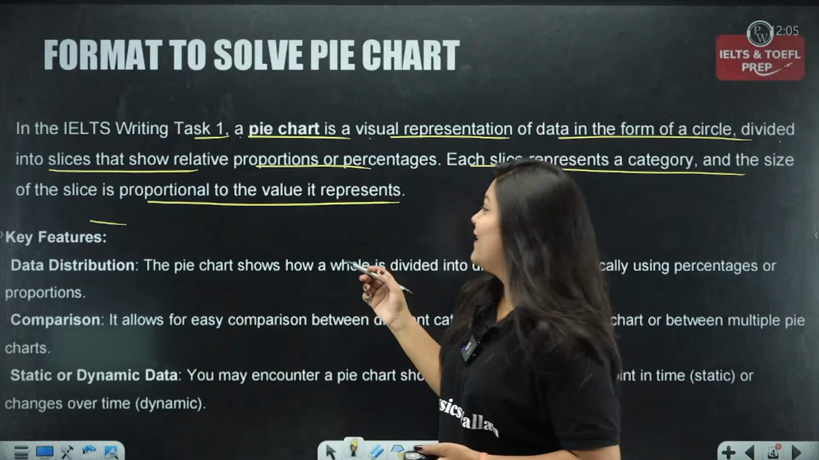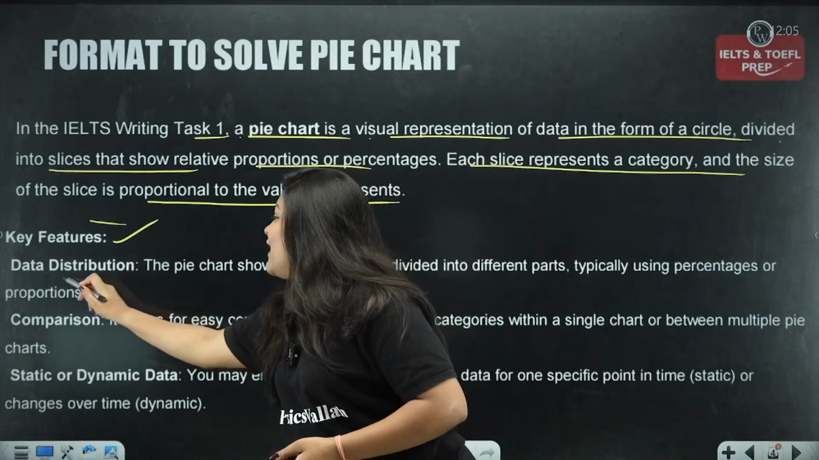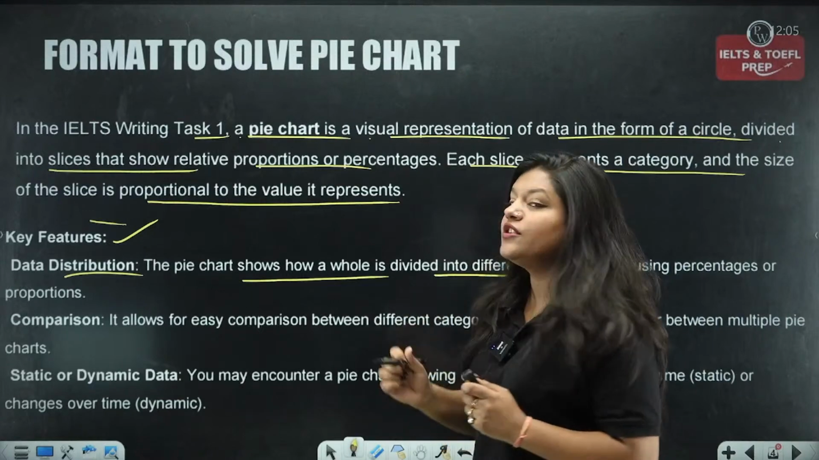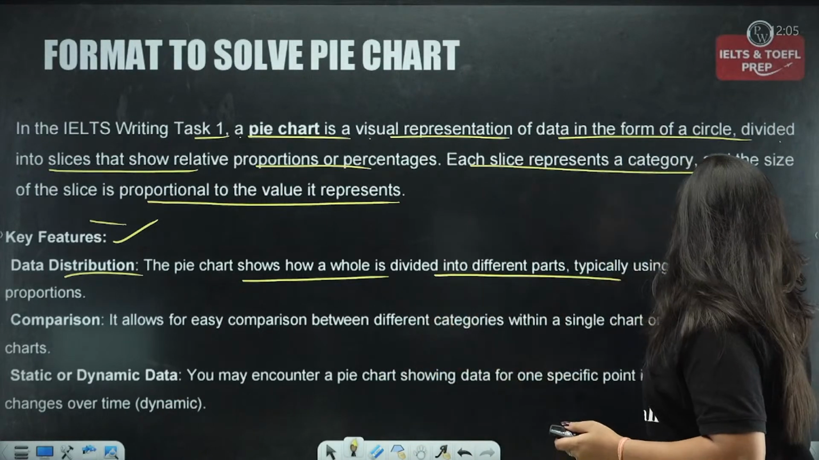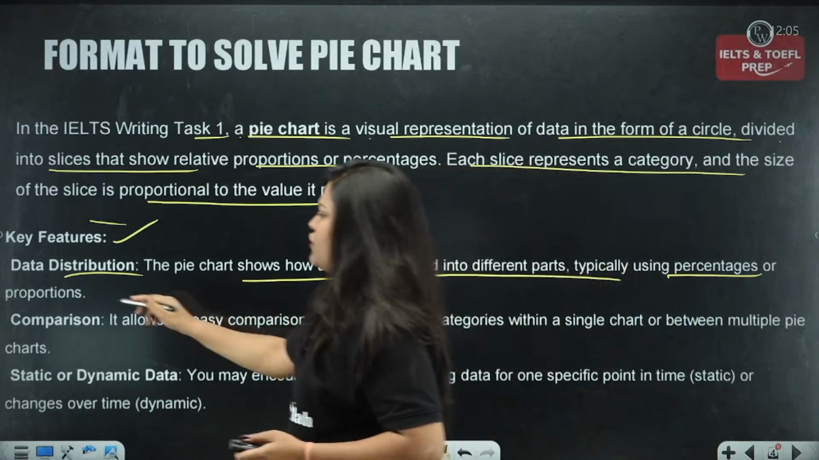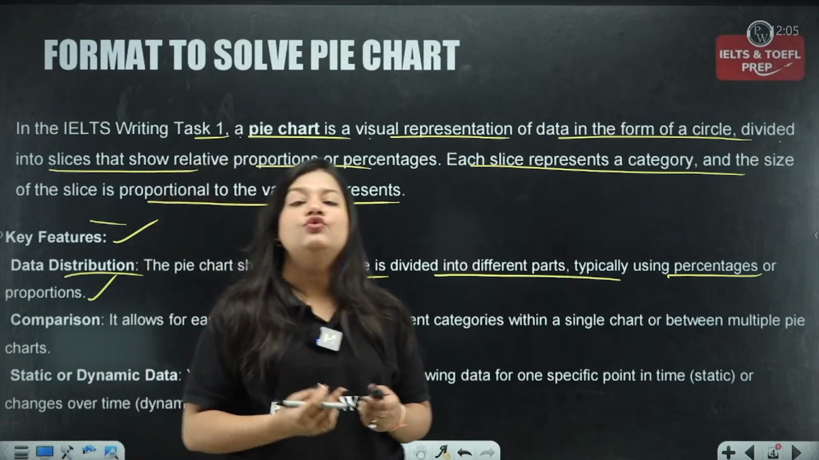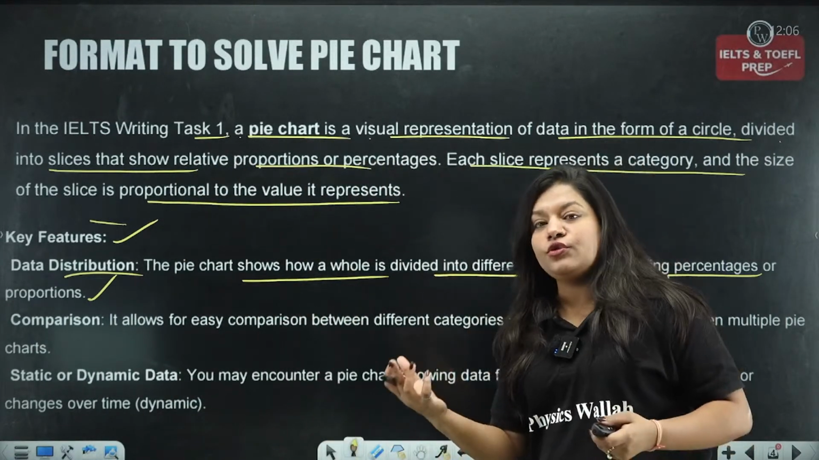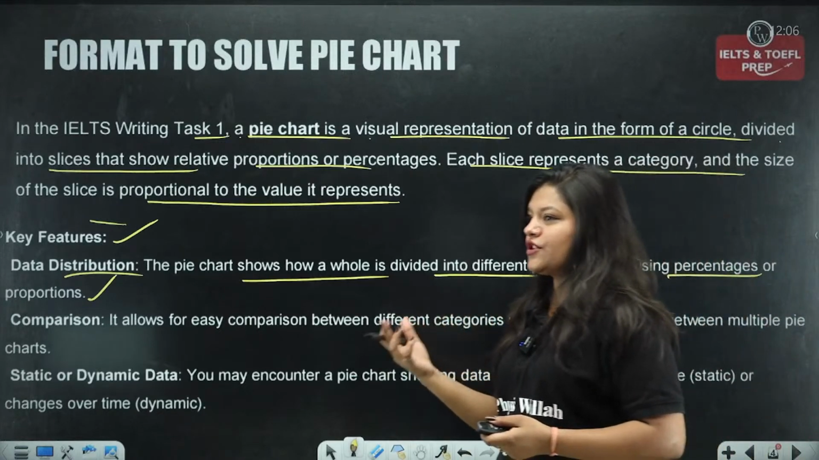Okay. Now, key features. Data distribution. The pie chart shows how a whole is divided into different parts, typically using percentage or proportion. So, percentages and proportions are usually there in a pie chart to show the various units that you need to use at the time of sharing information.